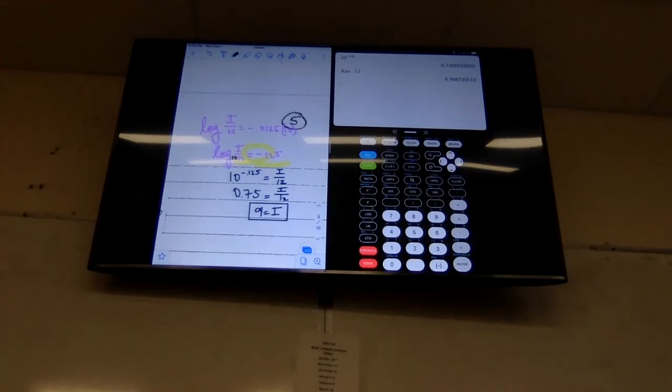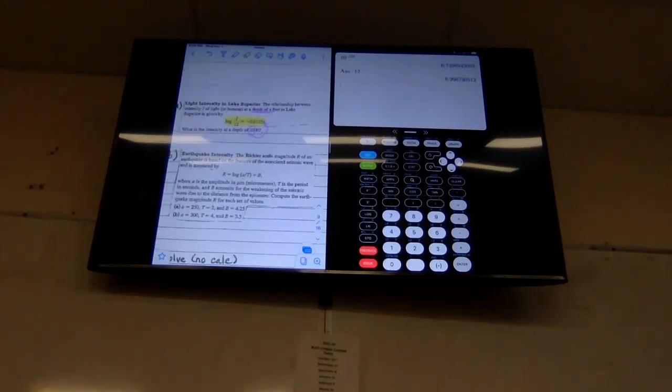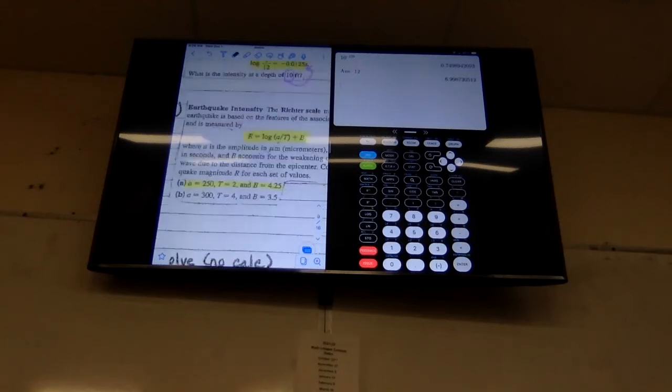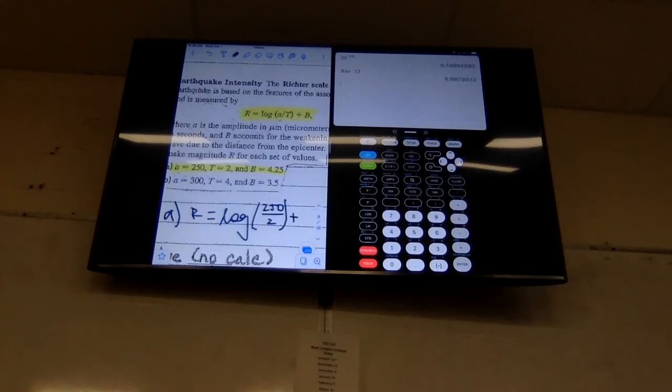All right, the next problem is another plug and chug. It gave us an equation, and it says A is the amplitude, T is the period in seconds, B accounts for the weakening of the seismic wave, and then it says compute the earthquake magnitude if I give you A, T, and B. So we're just plugging A and T and B into our equation, and we're going to solve for that. I'll do letter A, and then I'll have you do letter B. So R equals, we don't have anything for R, that's what we want, equals log of A, which is 250, divided by T, which is 2, and then plus B, which is 4.25.